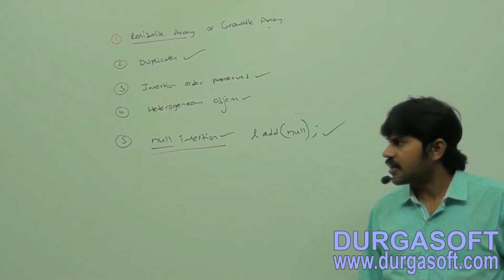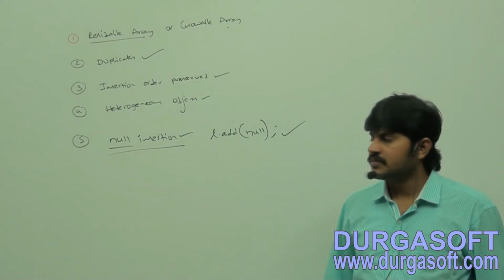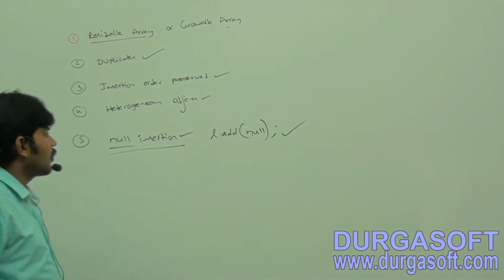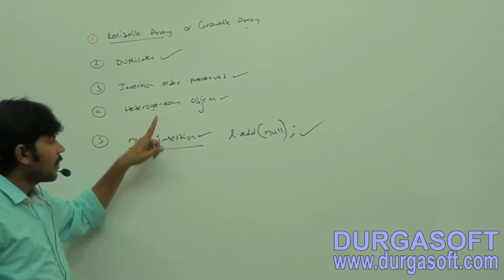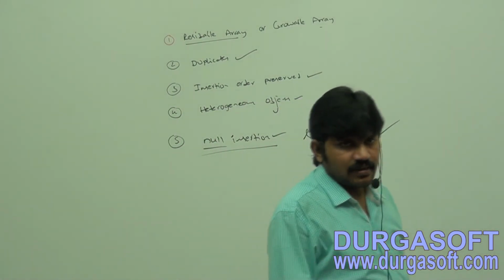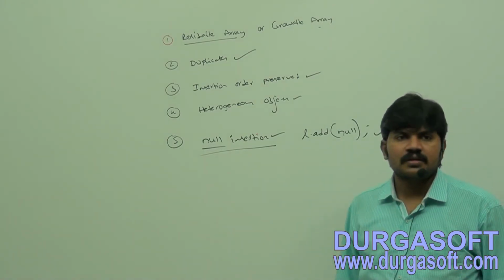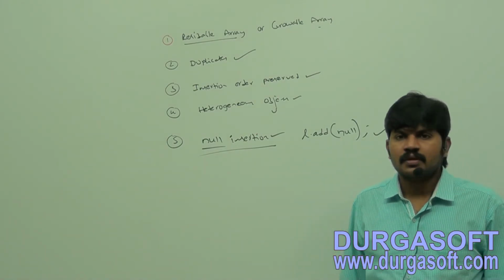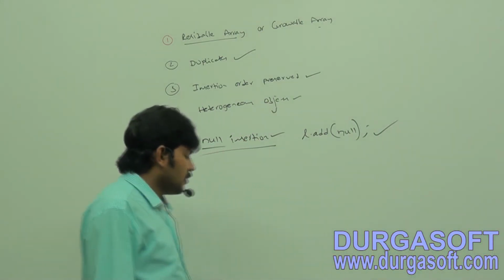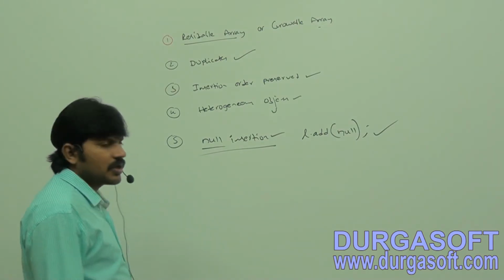Sir, any explanation is required? What is the meaning of heterogeneous? Different types of objects. Except TreeSet and TreeMap, everywhere heterogeneous objects are allowed. Next, null insertion is possible. Okay, that's all.